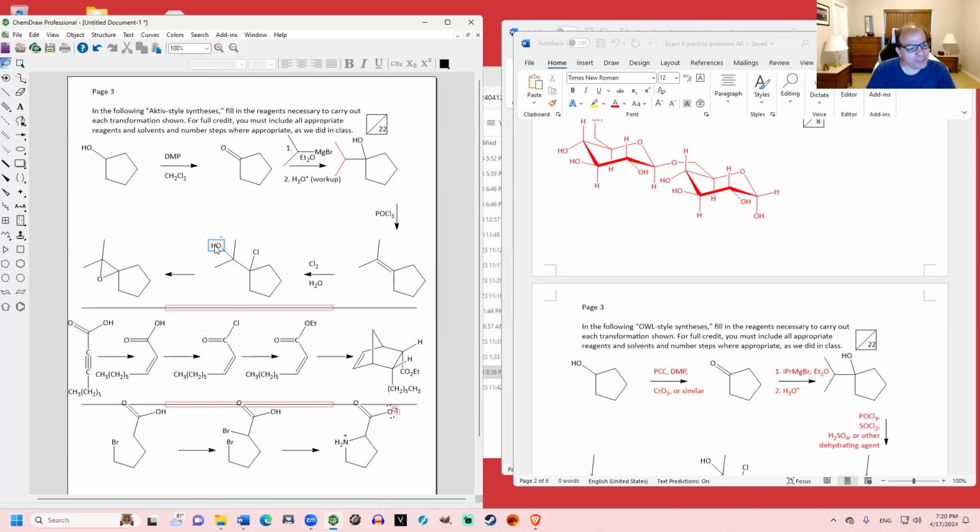As I think about it, I don't see any really good reason why it wouldn't go the other way with the OH over here and the Cl over here. But it doesn't really matter because after the next step, you'd still get the same epoxide. So the last step in this synthesis shows forming an epoxide from this chlorohydrin, and that requires any strong base.